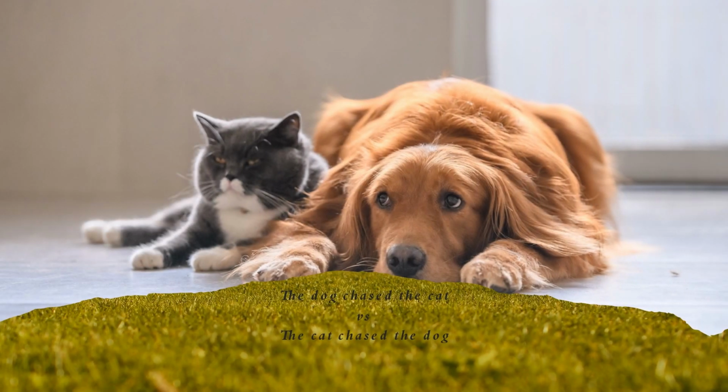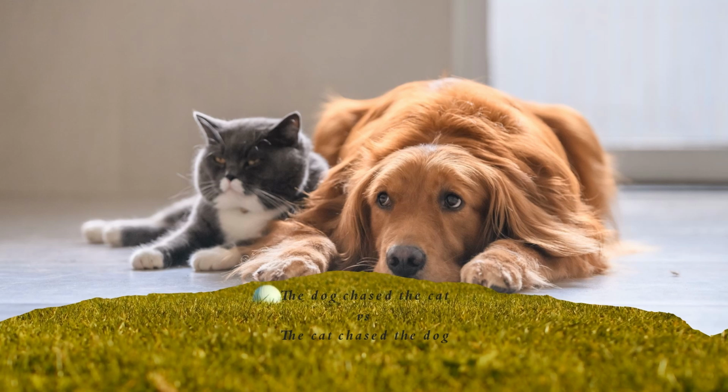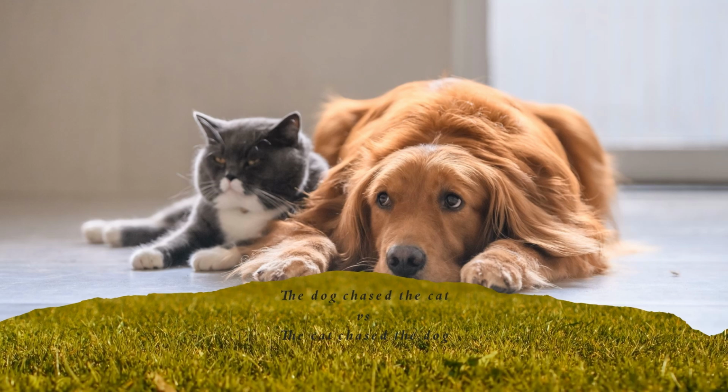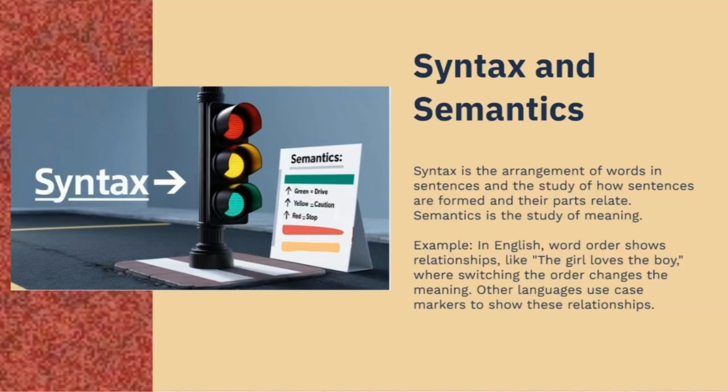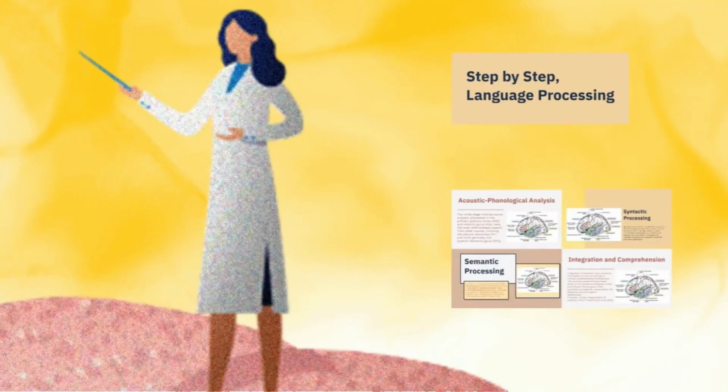Semantics is all about meaning, what the words and sentences are actually trying to say. This is why the dog chased the cat means something totally different from the cat chased the dog. Now that we got an overview of what language allows us to do, let's move on. How does your brain pull this off? We're going to see step by step what language processing is.